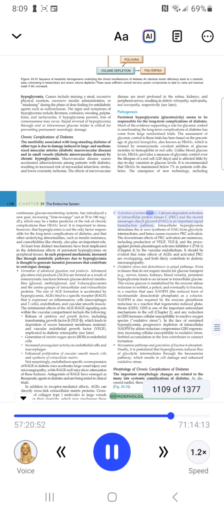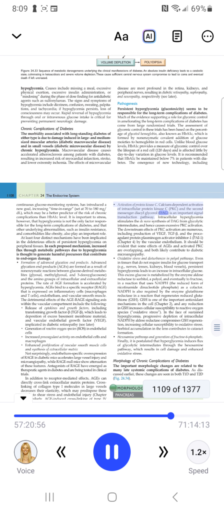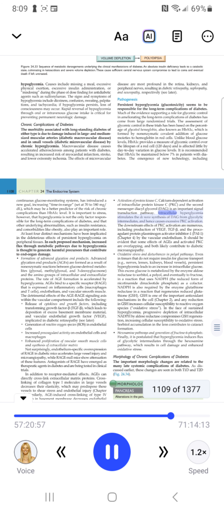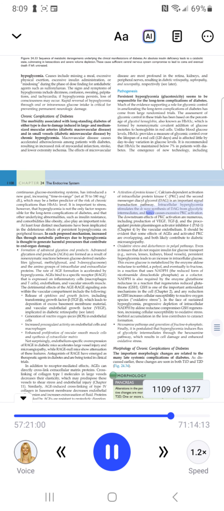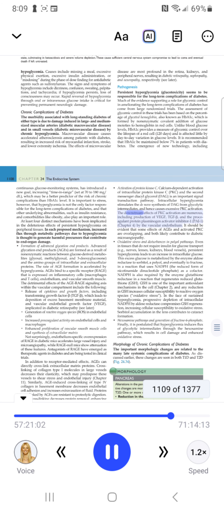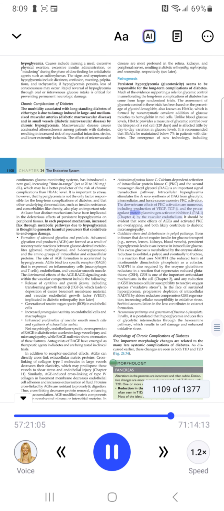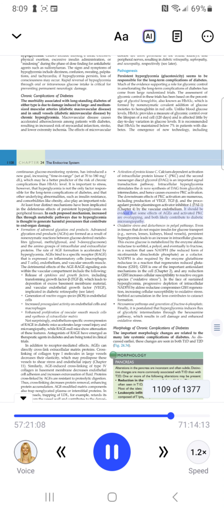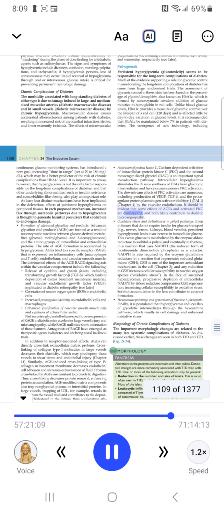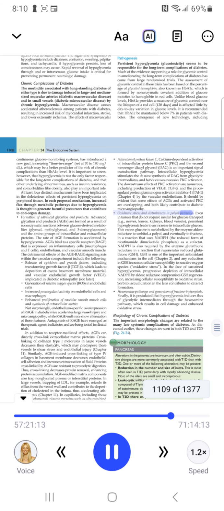Activation of protein kinase C. Calcium-dependent activation of intracellular protein kinase C, PKC, and the second messenger diacylglycerol, DAG, is an important signal transduction pathway. Intracellular hyperglycemia stimulates the de novo synthesis of DAG from glycolytic intermediates, and hence causes excessive PKC activation. The downstream effects of PKC activation are numerous, including production of VEGF, TGF-beta, and the procoagulant protein plasminogen activator inhibitor 1, PAI-1, by the vascular endothelium. It should be evident that some effects of AGEs and activated PKC are overlapping, and both likely contribute to diabetic microangiopathy.